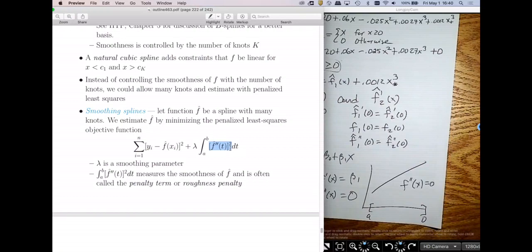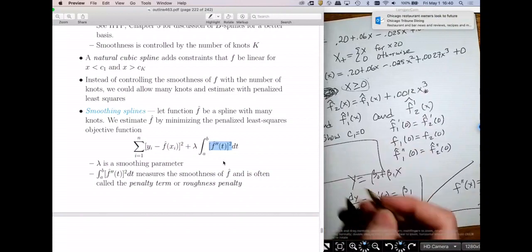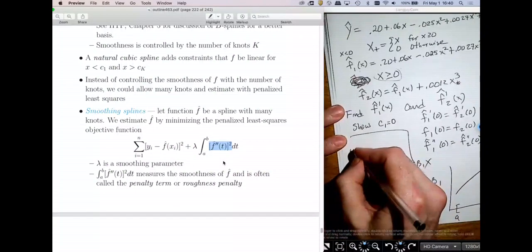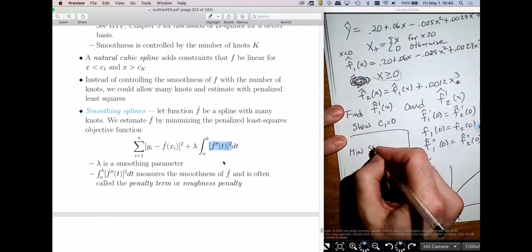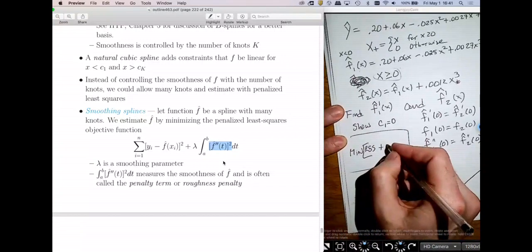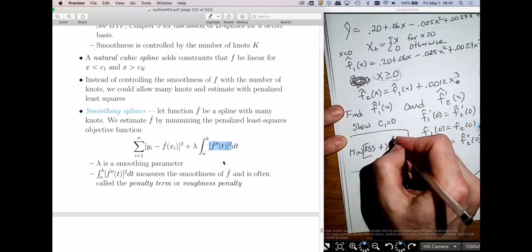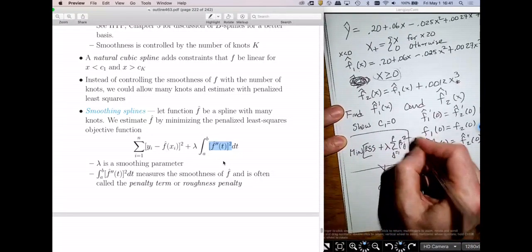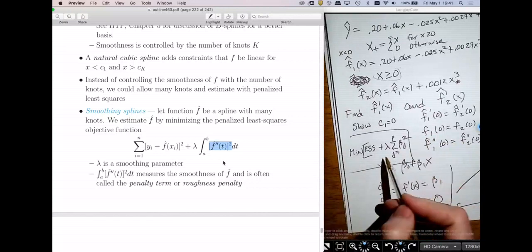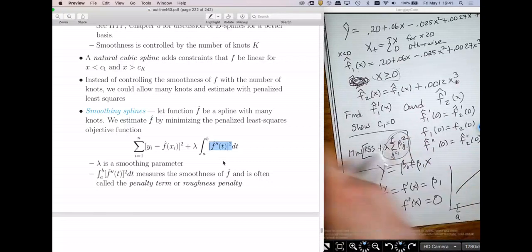of the first derivative. Just remember, what was your ridge penalty? The ridge penalty was this: minimize the sum of squared errors, so residual sum of squares, plus lambda times the sum j equals 1 to p of beta j squared. That was the ridge penalty, which is a function of the first derivative of your function. This is the second derivative for the splines.